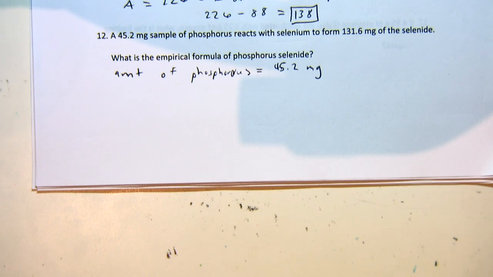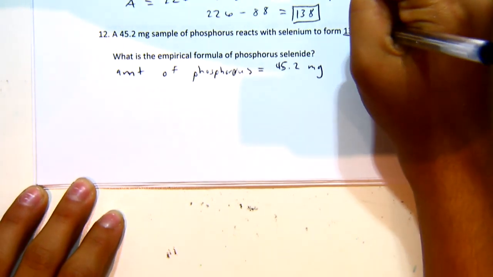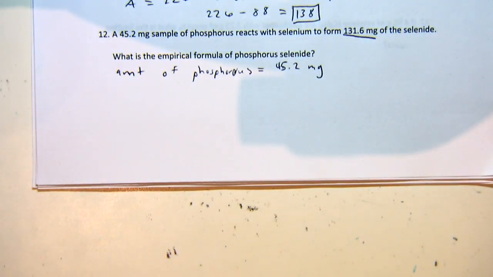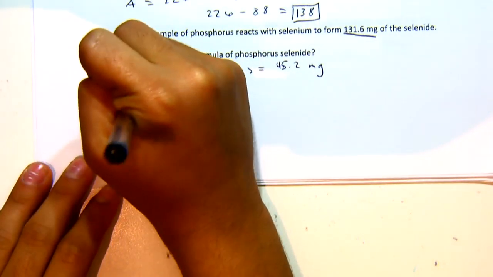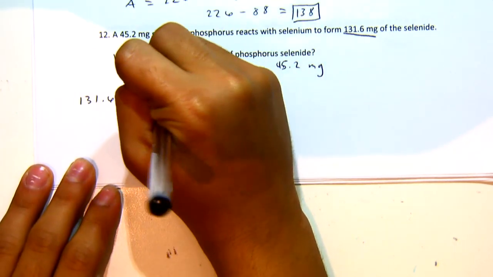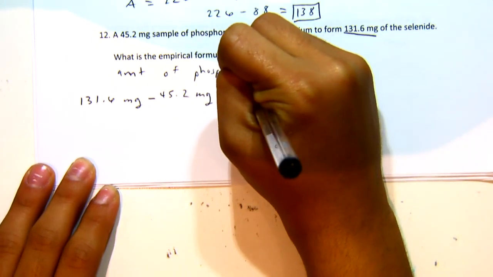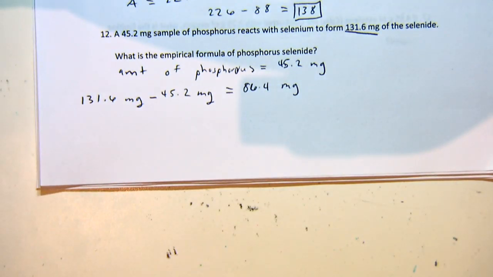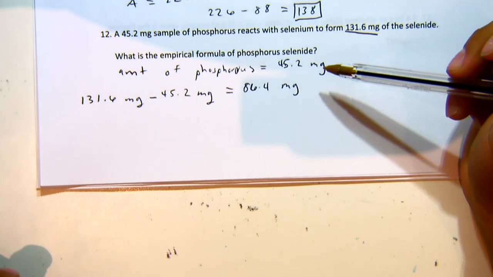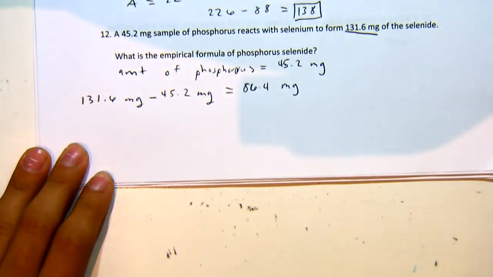And the total amount of the mixture is 131.6. So if we want to know the amount of selenium in the mixture, you're going to do the total amount, which is 131.6 milligrams minus 45.2 milligrams, because that's just the phosphorus. So we're going to get 86.4 milligrams. Now that we have the separate masses of both of them, we want to figure out how many moles we have of both of these elements.